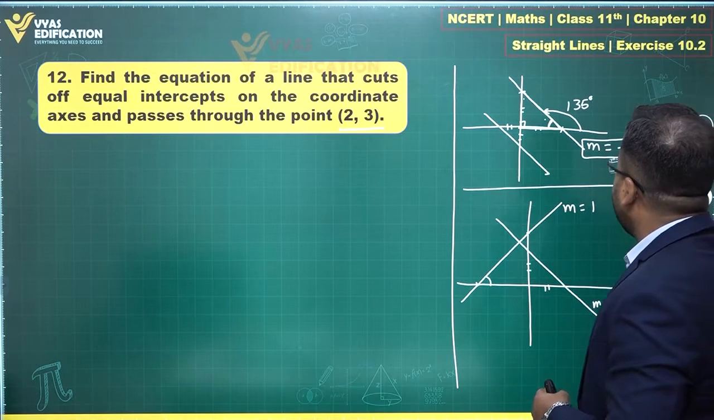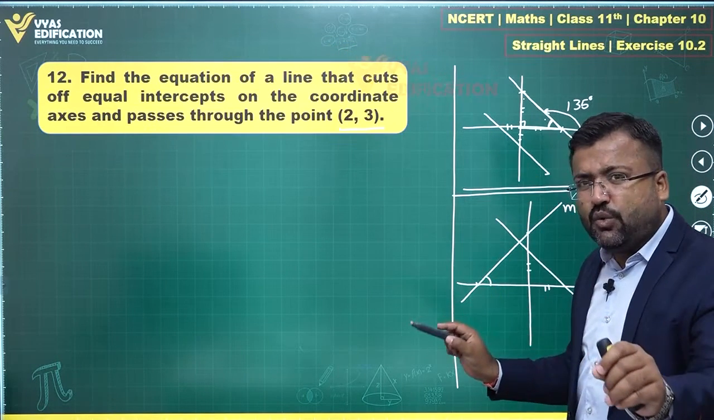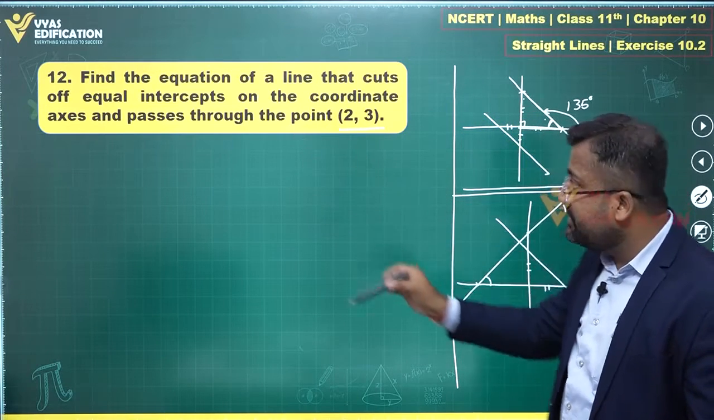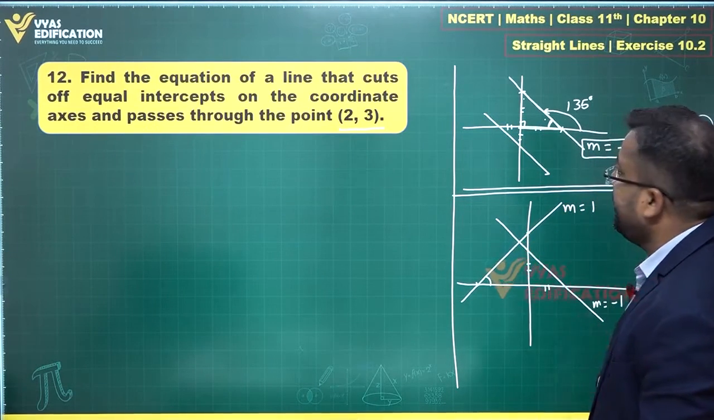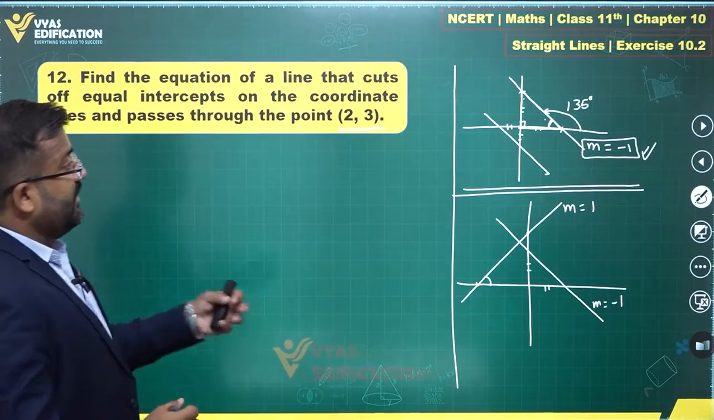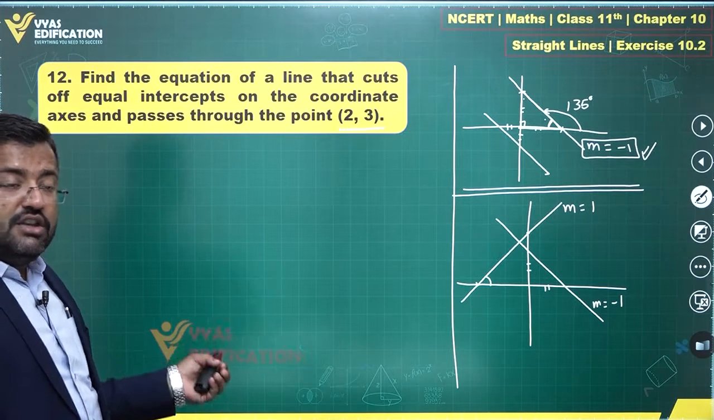If the intercepts are exactly equal, where the person is using the term equal intercepts, in that case the slope will be -1. Something which you can remember, something which you can memorize. So let's talk about this question over here.